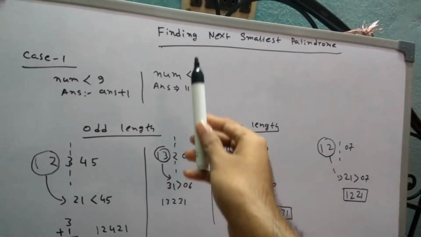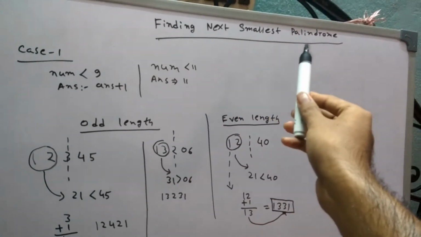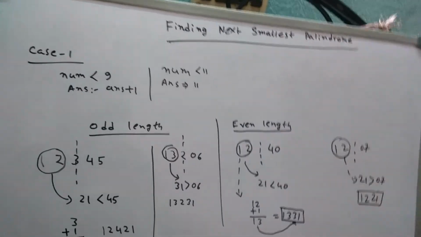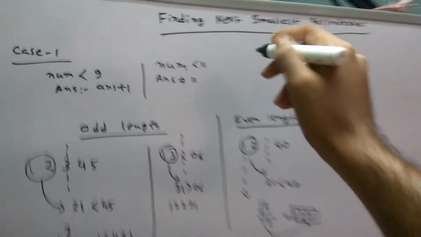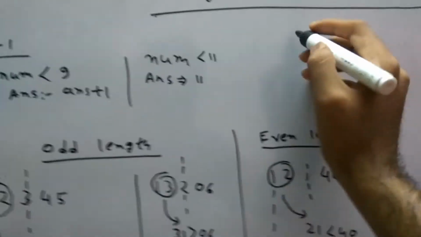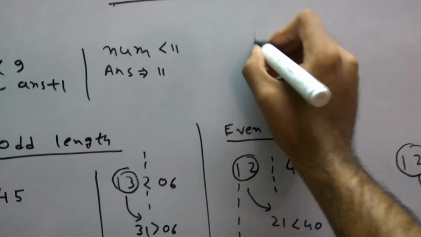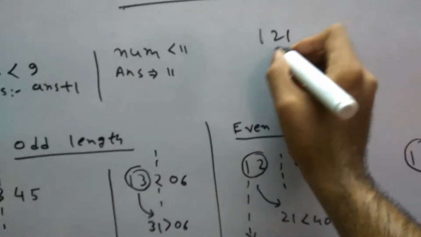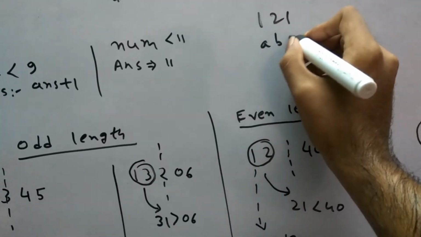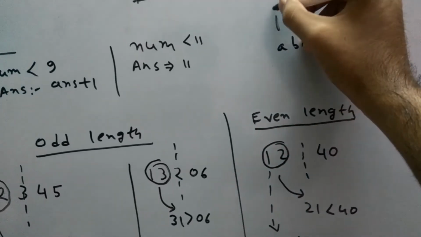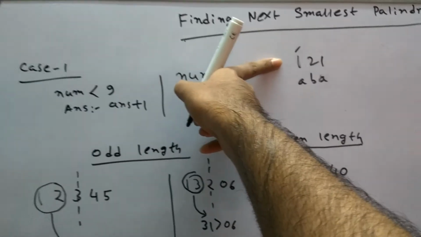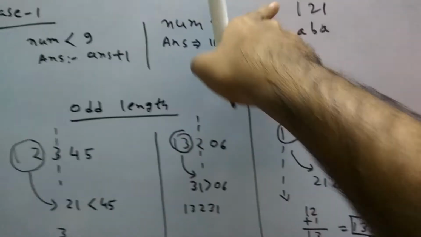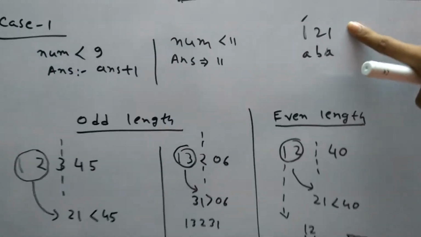It's called finding the next smallest palindrome. So what does this exactly mean? Before starting with this exact problem, let me tell you very briefly what palindrome means. We all know what a palindrome is, like 121. Any letter or any number which is the same when we look at it from this side, and also the same if we look at it from this side.